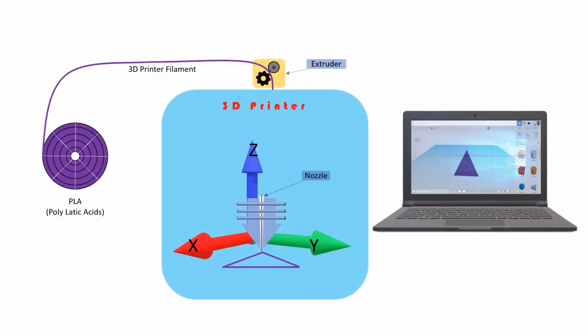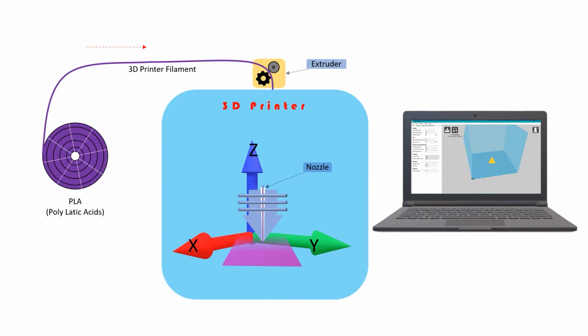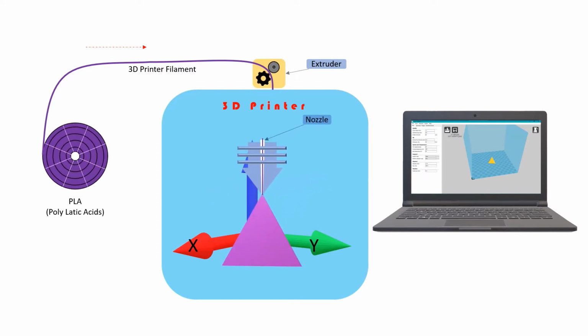Then this 3D model in this format is converted into Gcode using the slicer software. This software slices the 3D model layer by layer and converts it into the machine language called Gcode. This Gcode is then uploaded into a 3D printer to print a 3D model, and the printer then prints the model.